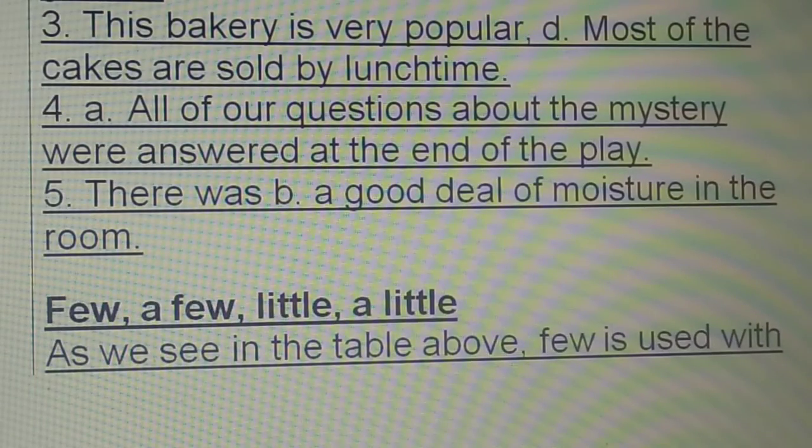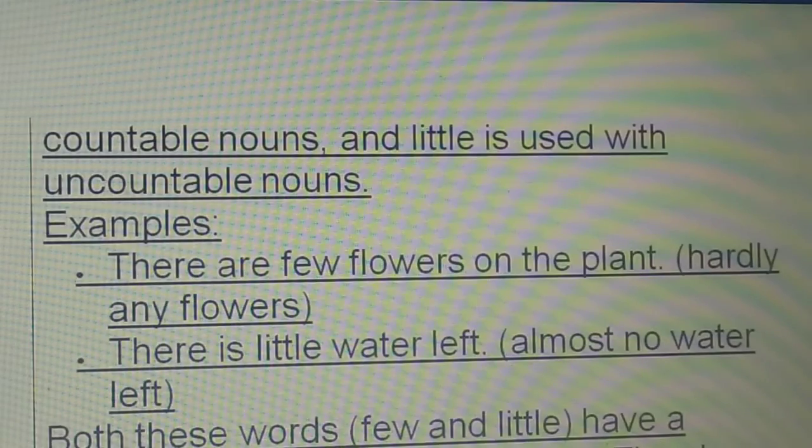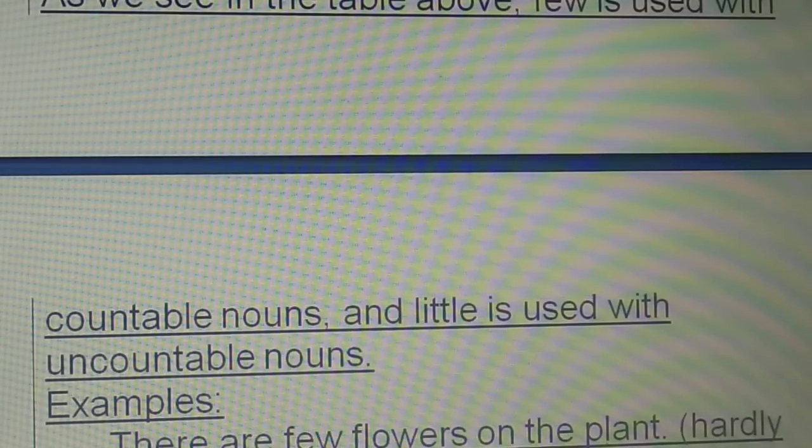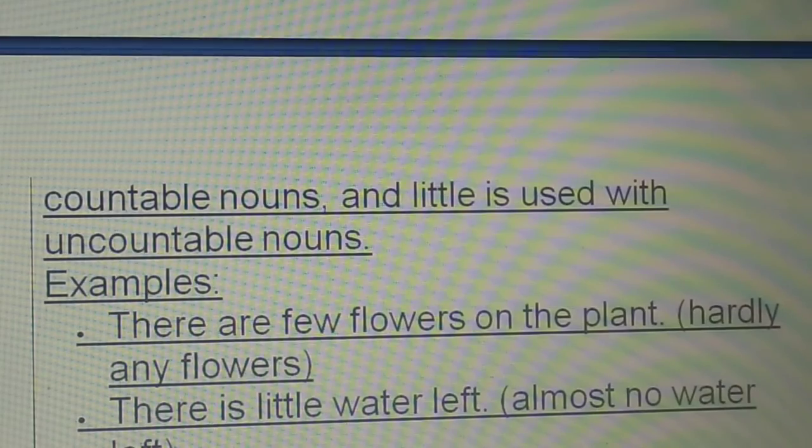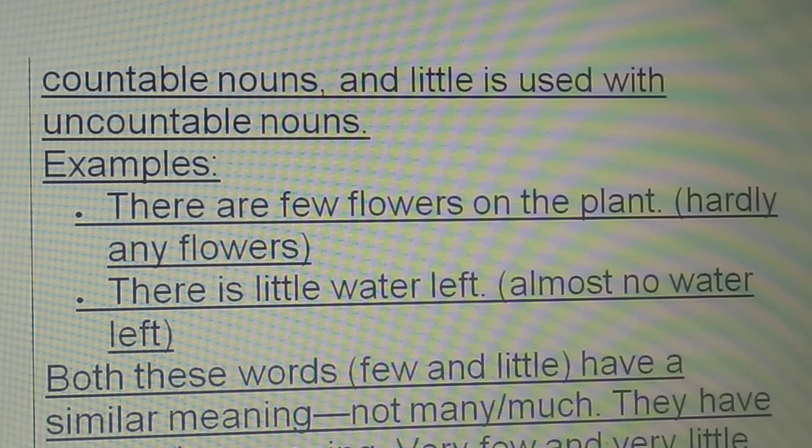Okay. A few, little, a little. Doesn't tell how much exactly. As we see in the table above, few is used with countable nouns and little is used with uncountable nouns. There are a few flowers on the plant, that means hardly any flowers. There's little water left, almost no water.